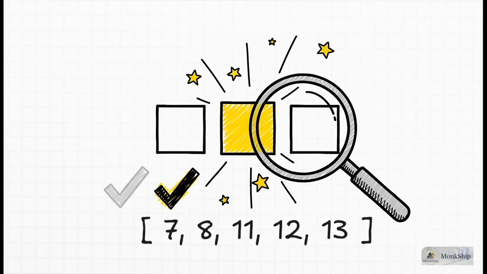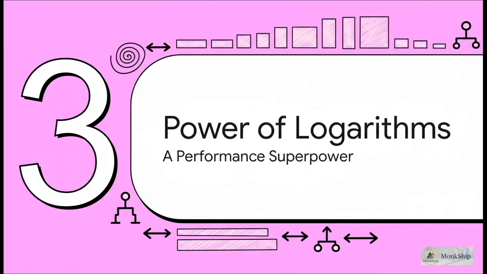But look, the really important thing here isn't that it was a little bit faster. It's about how this scales up. That's where things get really wild. Okay, let's talk about the power of logarithms. This idea is why binary search is such a huge deal in computer science.